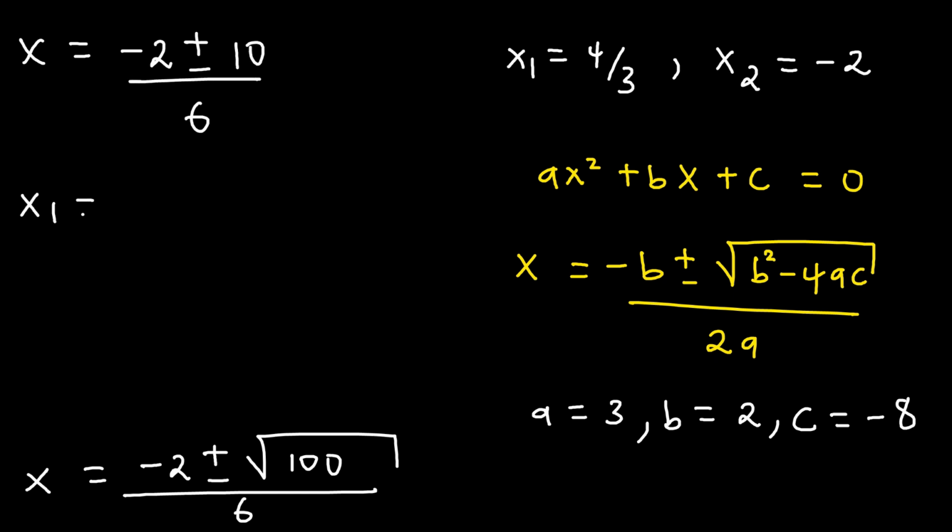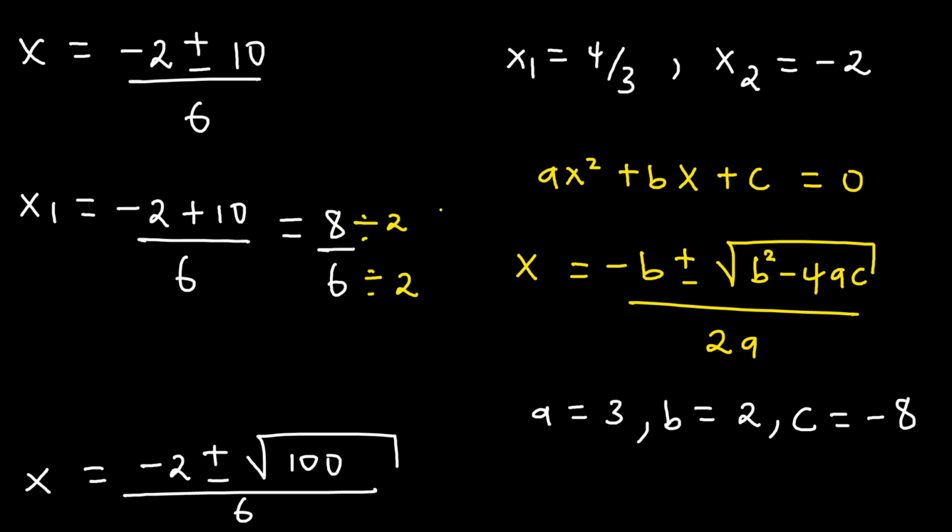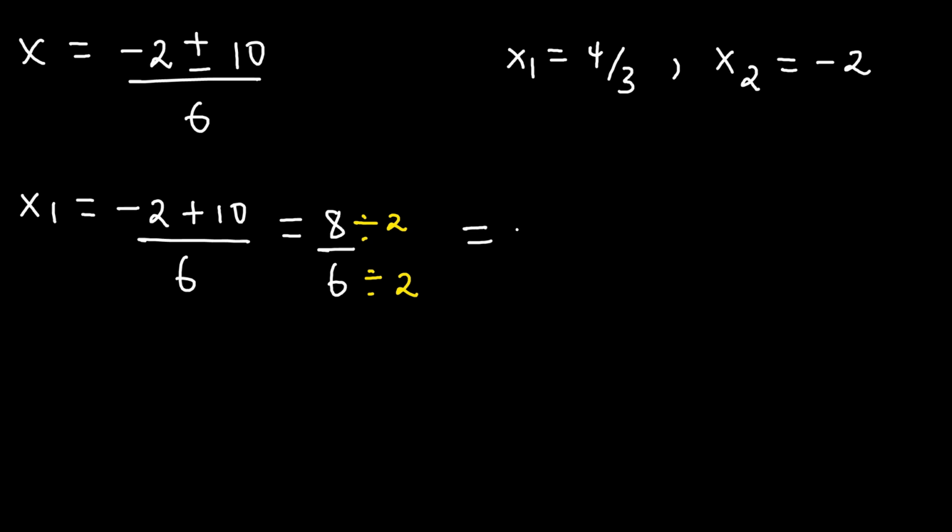Therefore, x1 will be equal to negative 2 plus 10 divided by 6. And this will be equal to negative 2 plus 10 is positive 8 divided by 6. Now both 8 and 6 are divisible by 2. So we shall divide this by 2 and also divide this by 2. 8 divided by 2 will give us 4. And then 6 divided by 2 will give us 3. And that's our answer of x1.